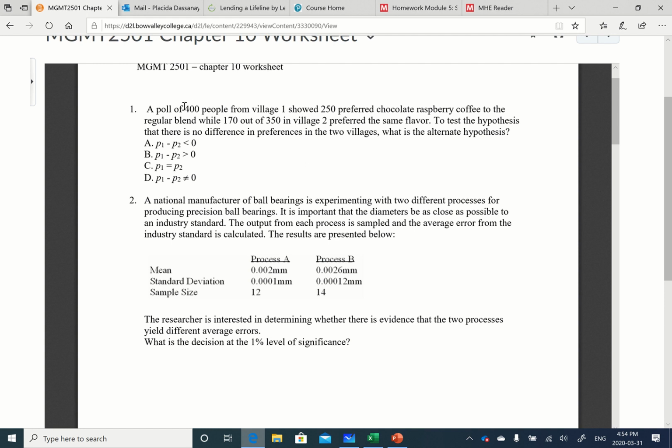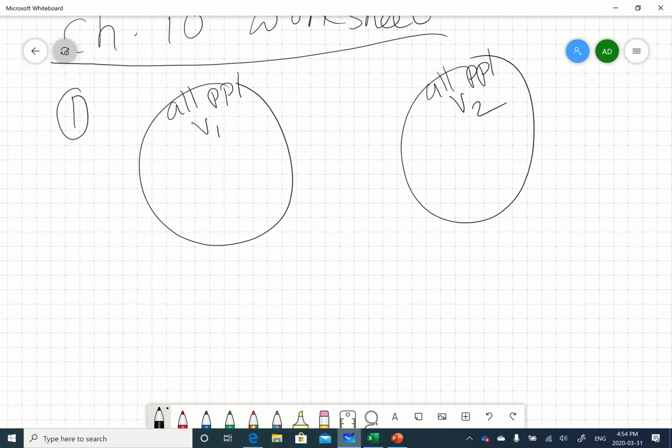Also, by looking at the information given to you, obviously, this is the sample proportion for village 1, 250 divided by 400. And this is the sample proportion for village 2. So you have two sample proportions given to you. So definitely this is a question about proportion. So what we are looking at is this.